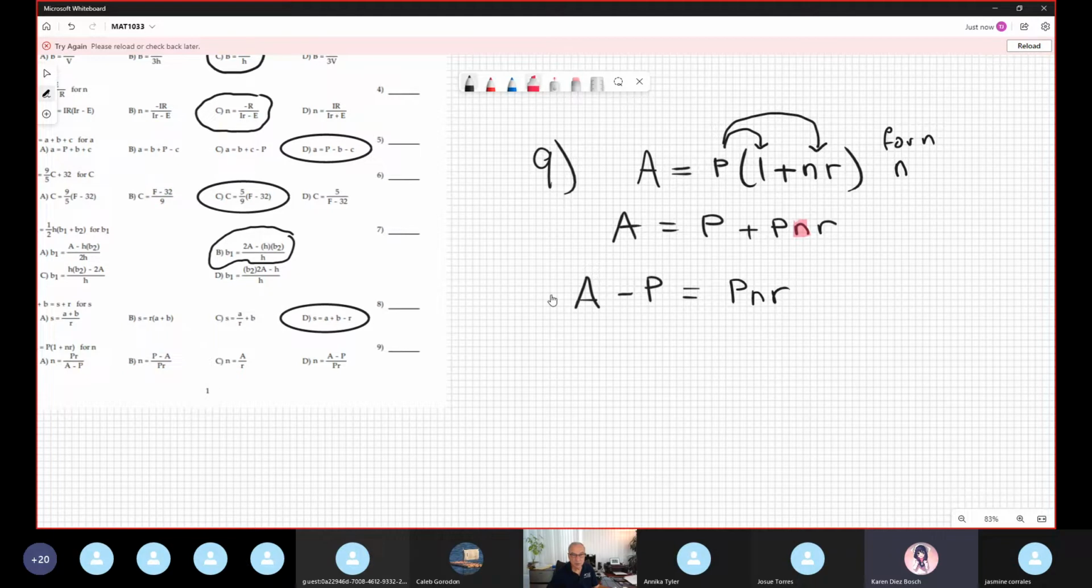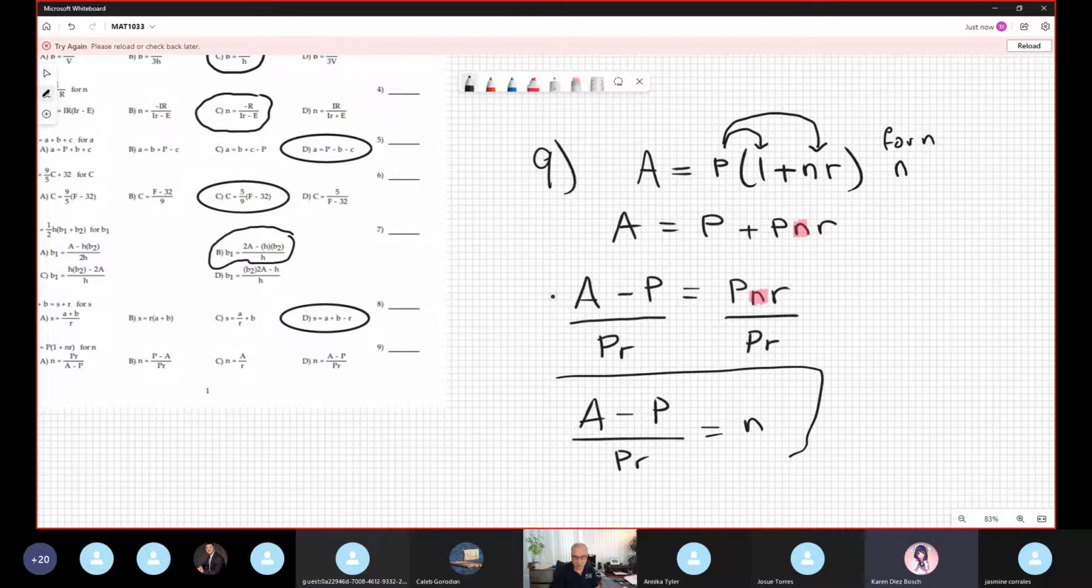And finally, if you want to isolate N, what should I do? You divide by PR. Very excellent. PR both sides. Then my formula is A minus P divided by PR is equal N. Boom. Final answer.